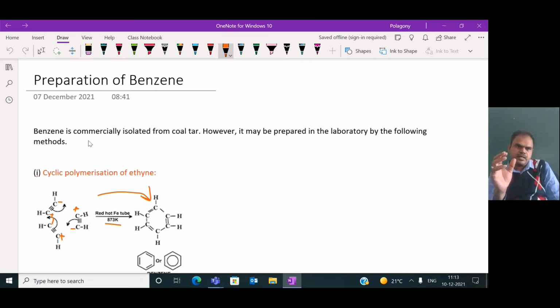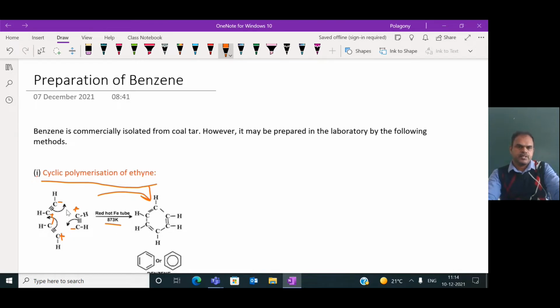Actually, benzene is a hydrocarbon compound extracted or isolated from coal tar. You know, coal tar is the byproduct obtained from crude petroleum oil while doing the fractional distillation process. But benzene can also be prepared or manufactured by laboratory methods. We can get benzene by the process called cyclic polymerization.